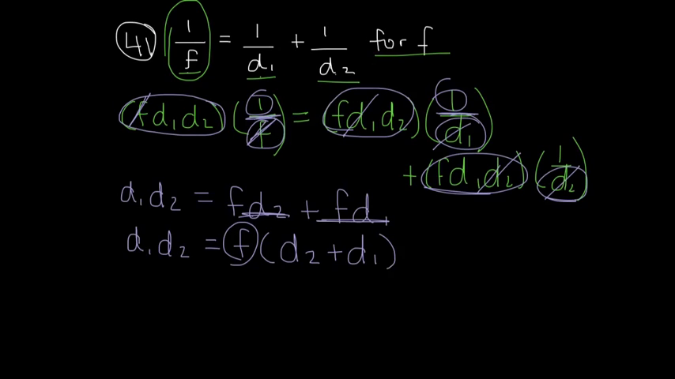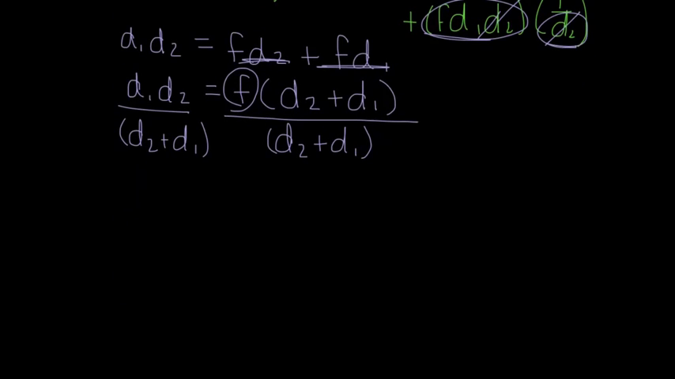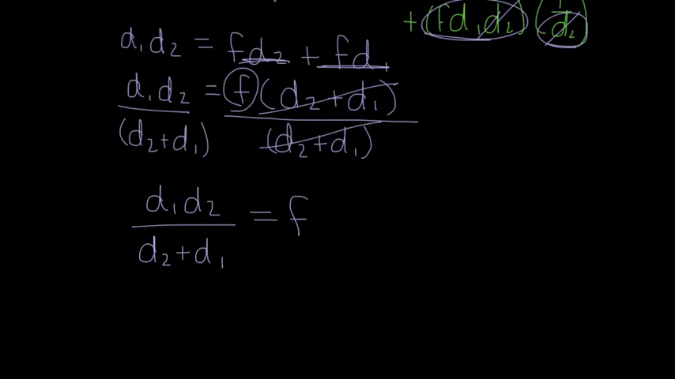That f is not by itself because we're multiplying by this quantity d sub 2 plus d sub 1. So I will divide both sides by the quantity d sub 2 plus d sub 1. On the left, there's not much I can do with that. So that will just stay d sub 1, d sub 2, divided by d sub 2 plus d sub 1, equals, on the right, my d sub 2 plus d sub 1's cancel out, and I'm left with f, which is what I was after.